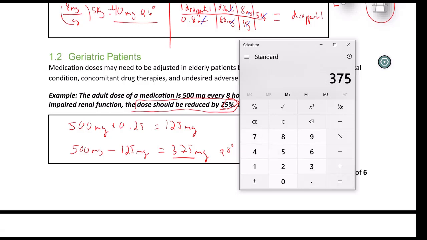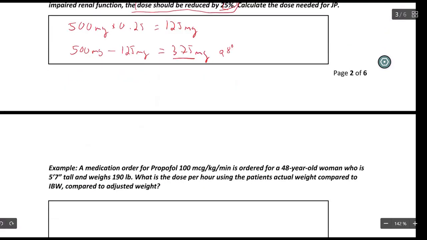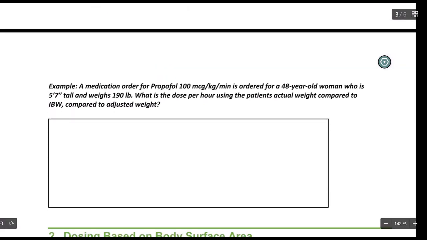All right, let's look at another one. This is a medication, propofol. It says that it's dosed 100 micrograms per kilogram per minute. So this is a liquid, so it's going to be an infused product, and it's going to be infused at 100 micrograms per kilogram per minute. This would be used for causing sedation.